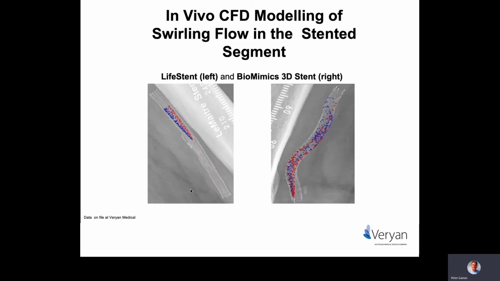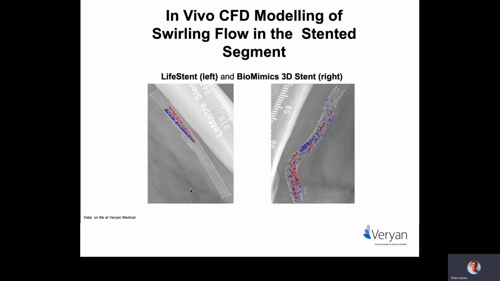On the left is a patient who's received a straight stent, and you'll see that this modeling nicely demonstrates laminar flow. On the right, a separate patient has been treated with the BioMimics 3D stent. You can see clearly that the stent has deformed the artery into a helical contour and that the blood flow is now swirling, and you would expect a high wall shear.